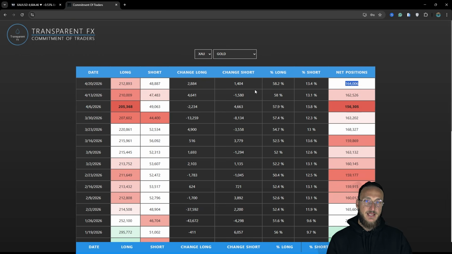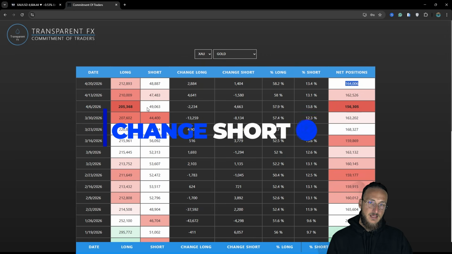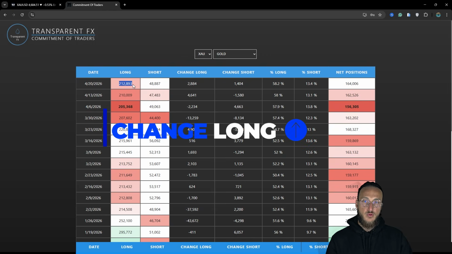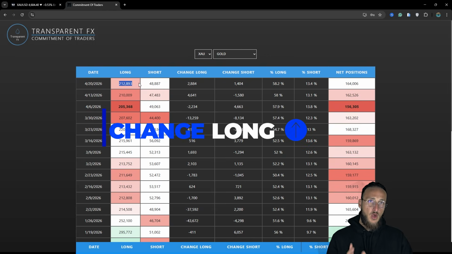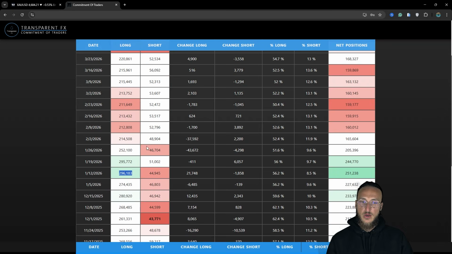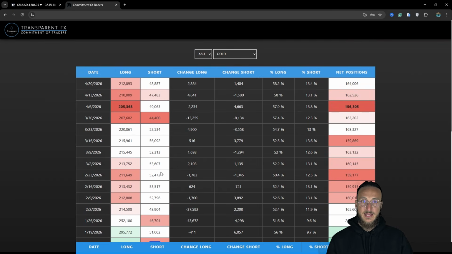So what happened here is that shorts pretty much remain the same, slightly decreased from the 49K that we had here. Longs are now getting increased once more. We can see how we went from 205K all the way up to 212K. What we can also notice is that all that uptrend again was fueled by strong institutional buying, reaching all the way up to 296,000 longs compared to only 44,000 shorts.